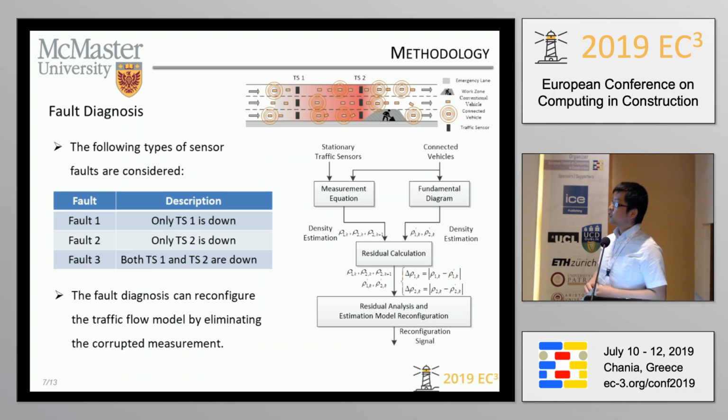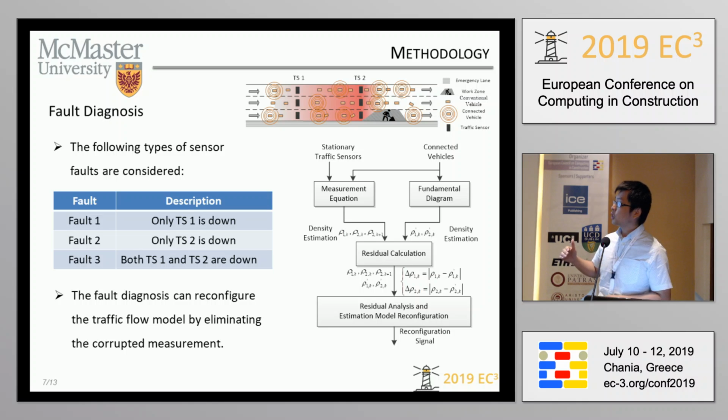To deal with the sensor fault, we designed a fault diagnosis component. The following types of sensor fault are considered. Fault 1, only traffic sensor 1 is down, fault 2, only traffic sensor 2 is down, and fault 3, both sensors are down. Here, a traffic sensor is down, meaning it generates 0 flow even with the presence of vehicles.